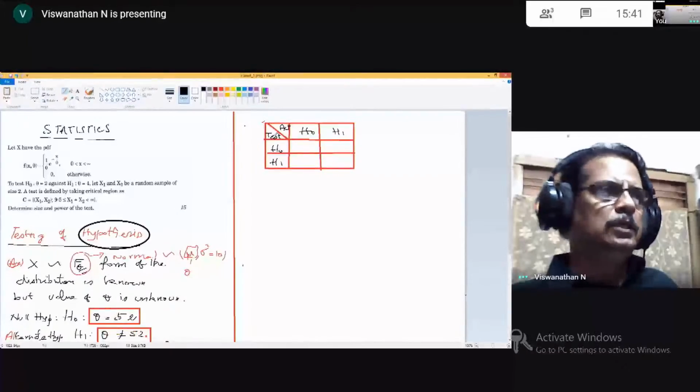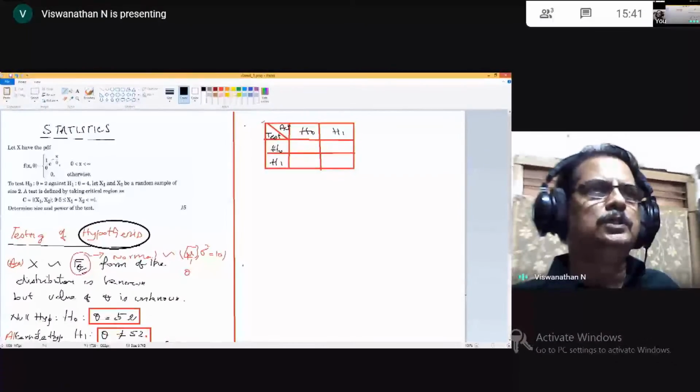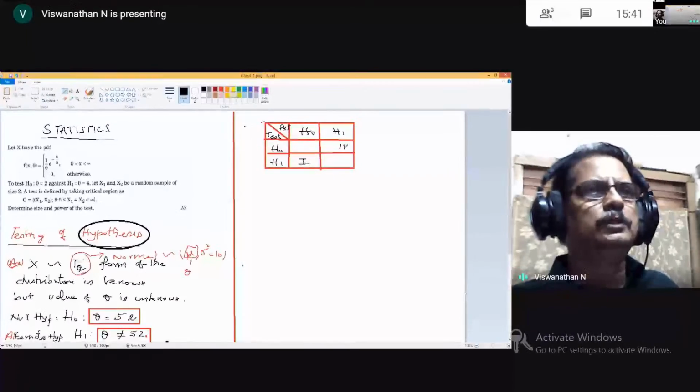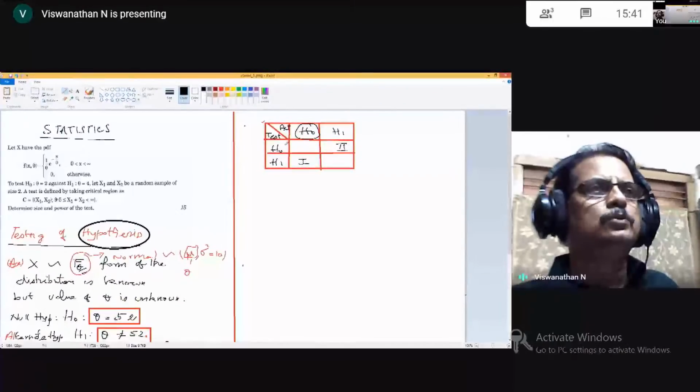Test, okay. Reject H0. That means H1, when H0 is true. So reject H0 means you will say H1 when H0 is true, and this is called your type 1 error. Similarly, this is called your type 2 error. When H0 is actually true, and your test is also saying that it is H0, this is a correct decision. Similarly, this is also a correct decision.